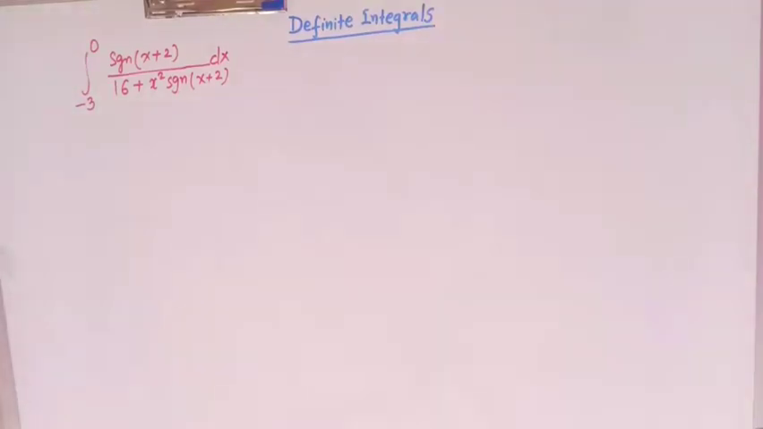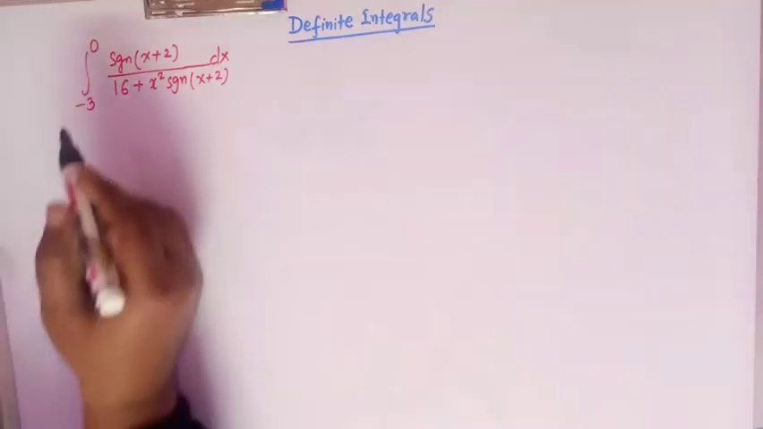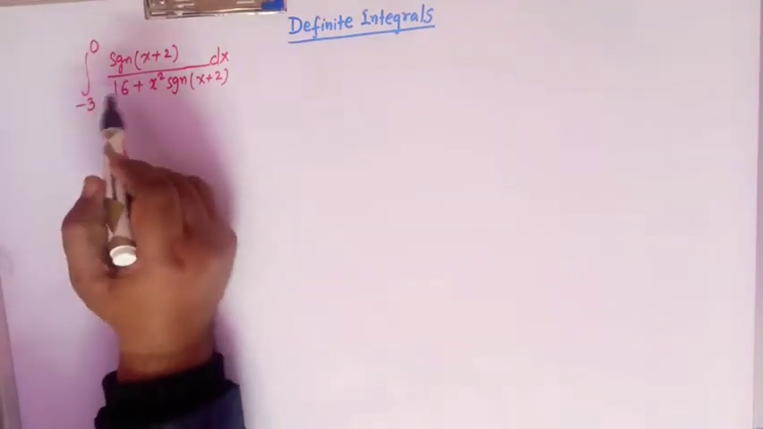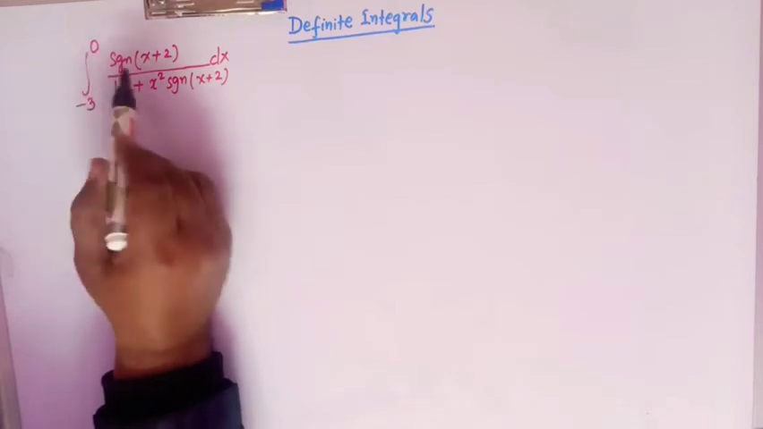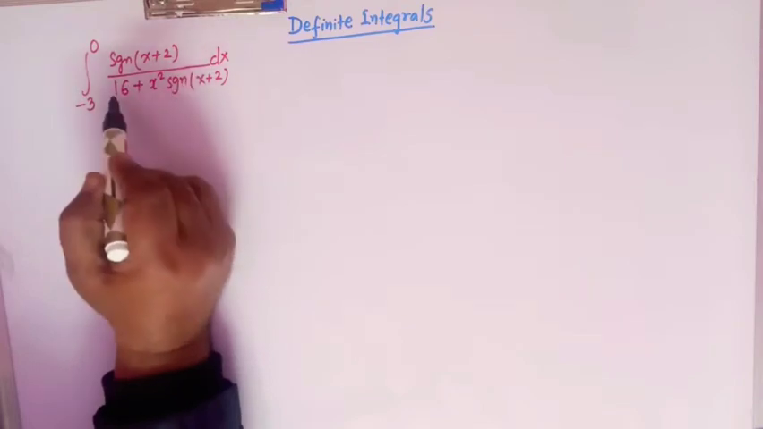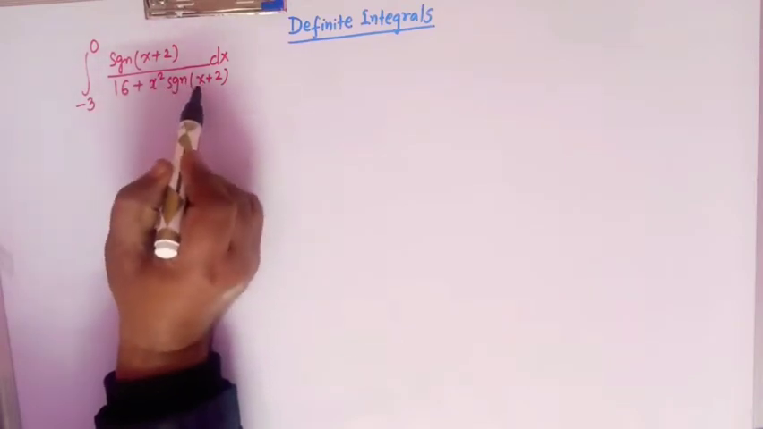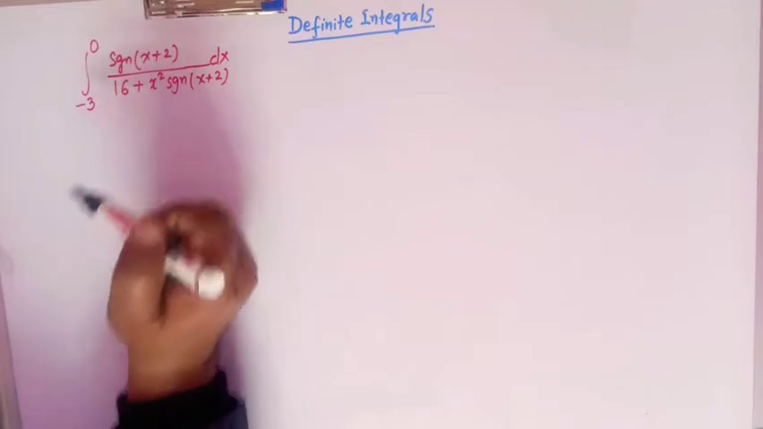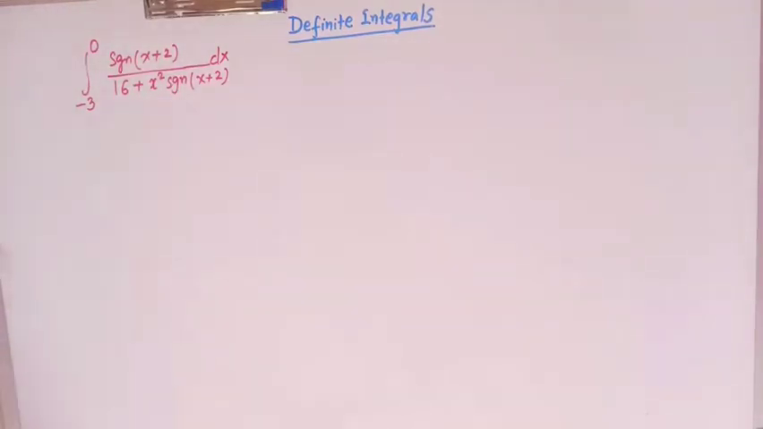Hello viewers, in today's class we are going to discuss one important conceptual problem from definite integrals. Here we have to find the value of the integral from -3 to 0 of signum of (x+2) divided by (16 + x² signum of (x+2)). Now let us solve this integral, but before solving it, let us first see the definition of the signum function.